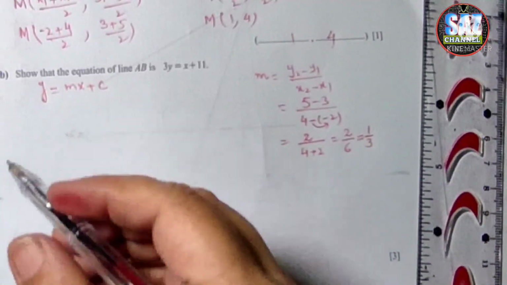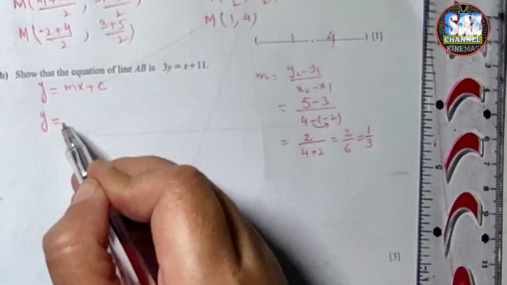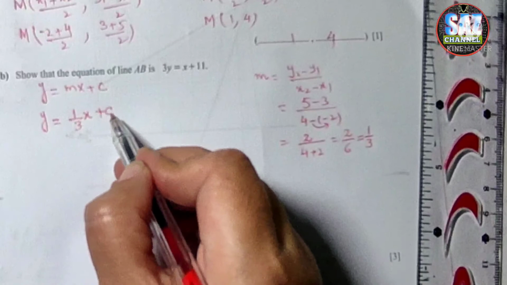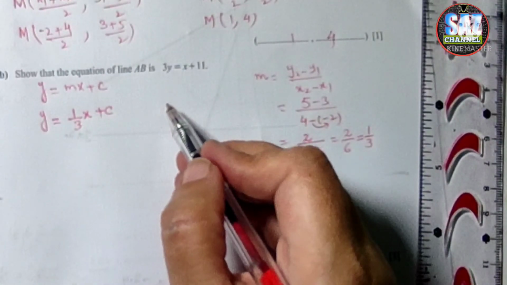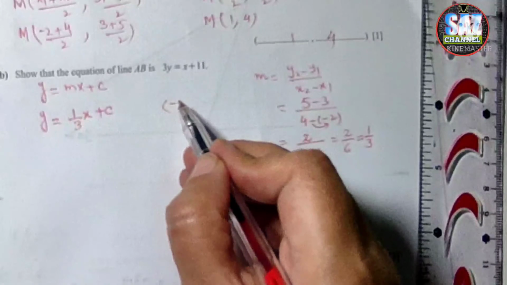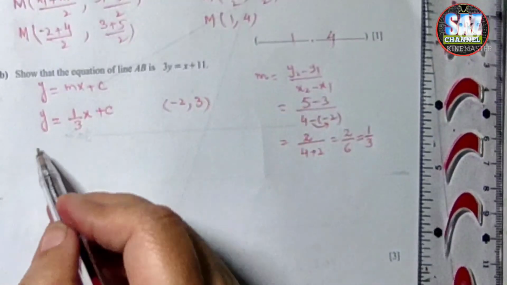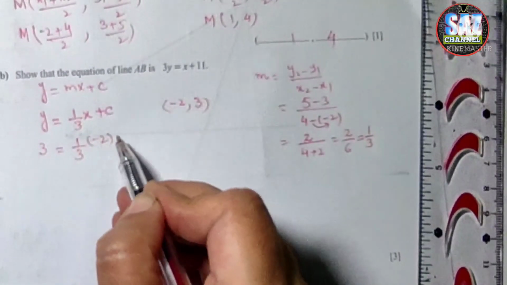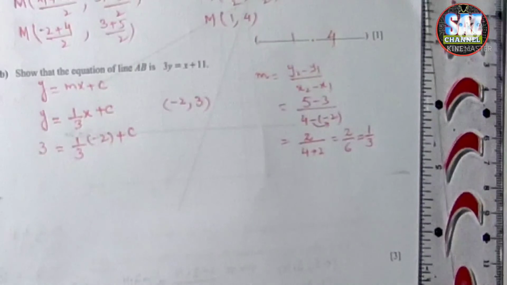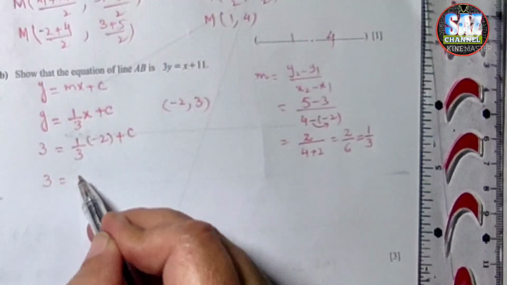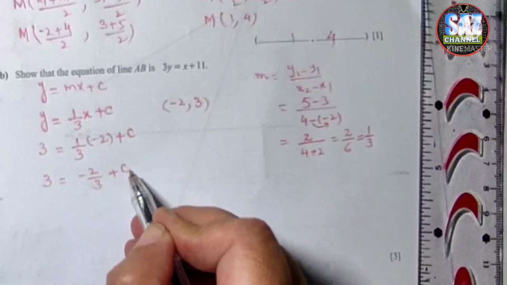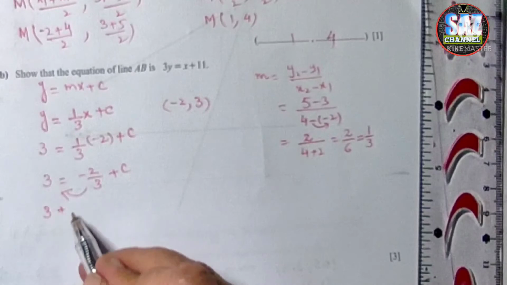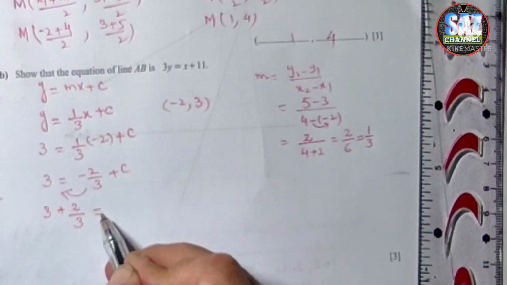Now what we have to do is replace the value of the gradient over here, 1 by 3 x plus c. In order to find the value of c, I can take any one of the points. Suppose I'm taking minus 2 and 3. It means the y value is 3 and 1 over 3 into minus 2 plus c. Really easy question. And 3 equals minus 2 by 3 plus c. Shift this whole fraction to the other side. 3 plus 2 by 3 equals c.